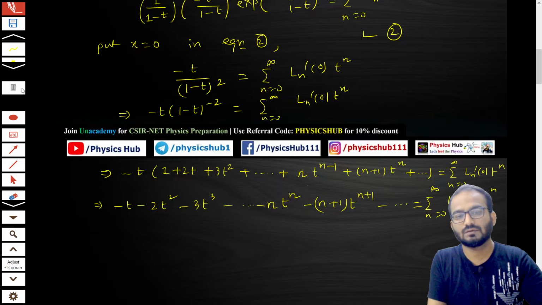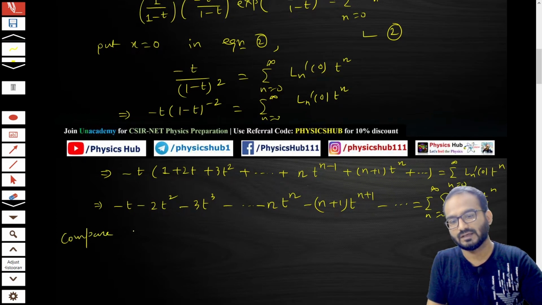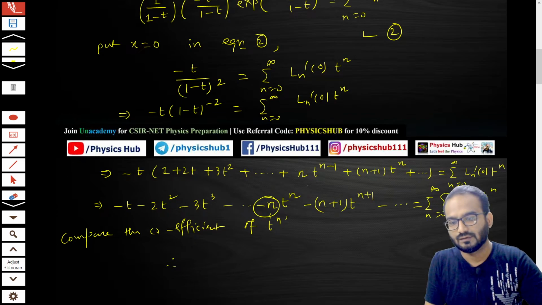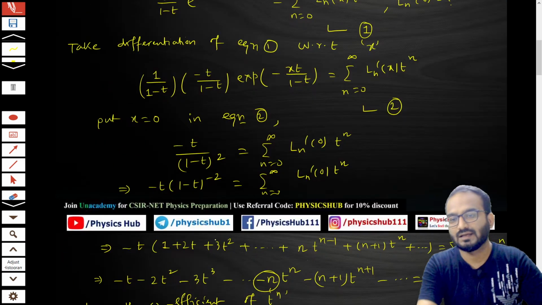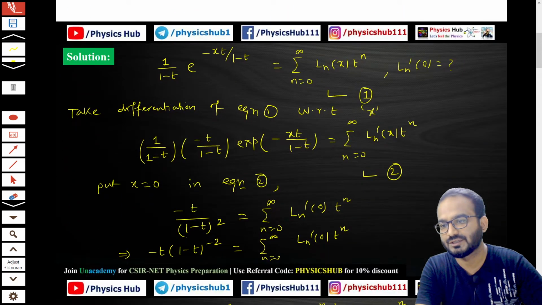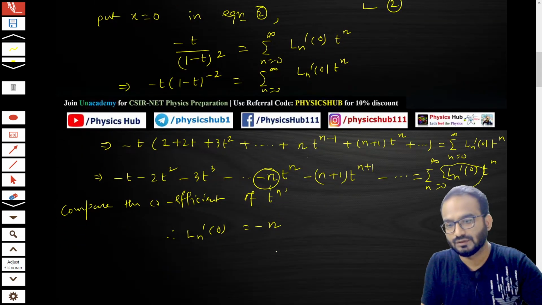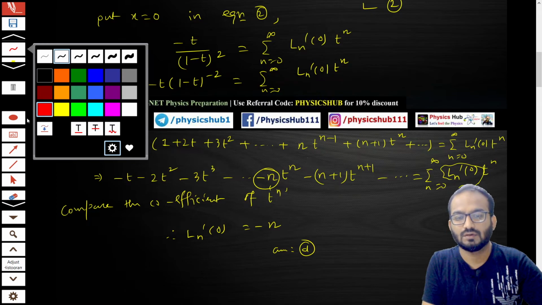So if you want to know L_n prime of 0, what you can do, you can just compare the coefficient of t to the power n. If you compare the coefficient of t to the power n, you can see it is minus n. So L_n prime of 0 is equal to minus n. And see the options, it is matching with option D. So option D is the correct option for this question. I hope all of you have understood this problem.